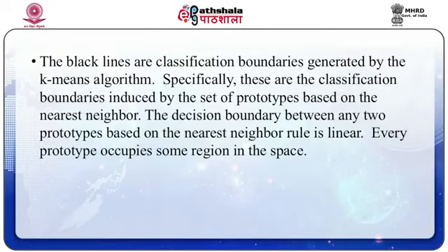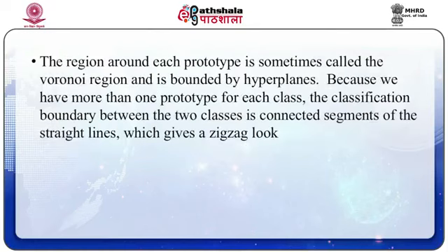The decision boundary between any two prototypes based on the nearest neighbor rule is linear. Every prototype occupies its own region in the space. The region around each prototype is sometimes called a Voronoi region and is bounded by hyperplanes. Because we have more than one prototype for each class, the classification boundary between two classes is made of connected segments of straight lines, which gives a zigzag look.